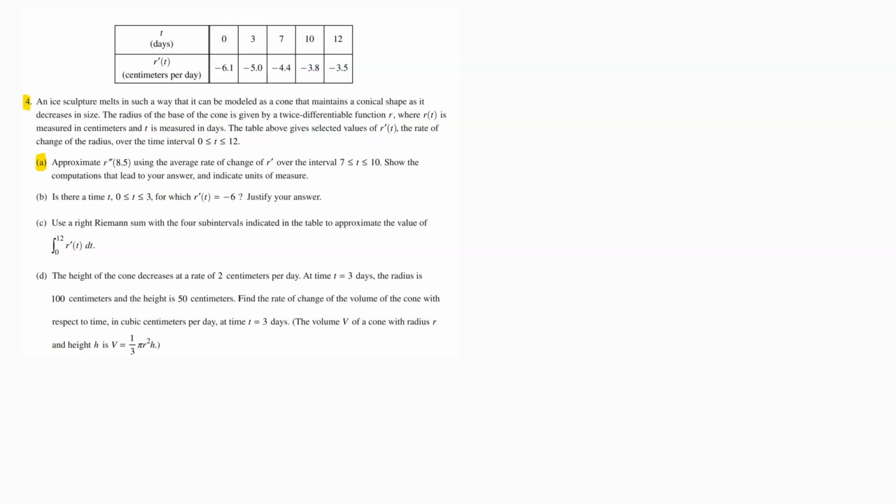Part A here is wanting us to approximate the second derivative using the average rate of change for r prime over this interval here. So we want the average rate of change from 7 to 10. Average rate of change is fancy math talk for slope as you've always known it. So that would be y2 minus y1 over x2 minus x1.